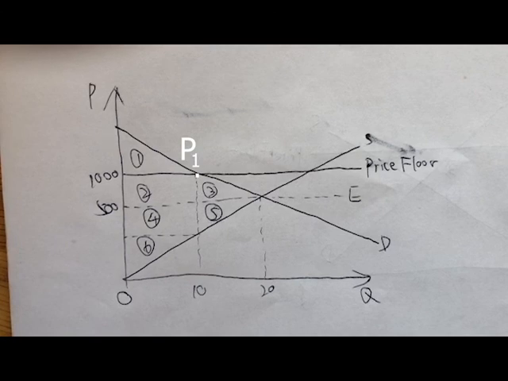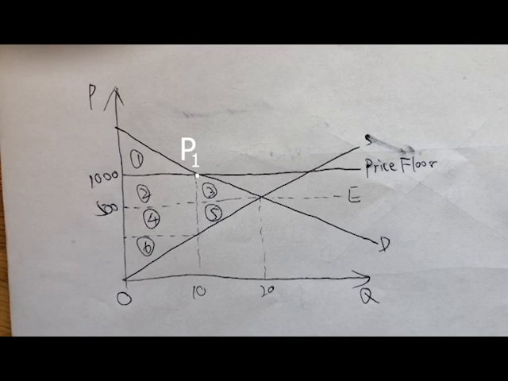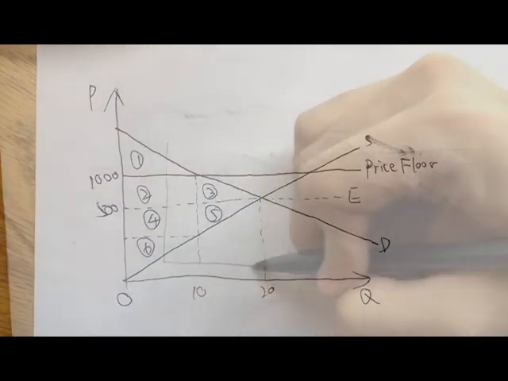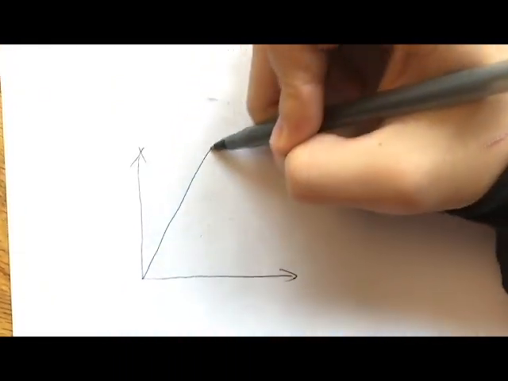Then how would we determine whether producer is better off or worse off? We could compare area 2 and area 5. If area 2 is bigger than area 5, producer is better off, otherwise they are worse off. How would we know which area is bigger?